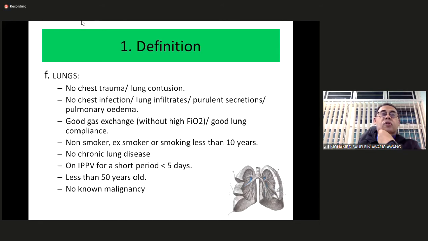When I gave a talk in UMP last time, a question came from the public asking about the issue of being a smoker or ex-smoker. I told him this is the condition: it should be more than 10 years from the time you stopped smoking. But it's not an absolute contraindication that you cannot donate just because you are a smoker or ex-smoker.